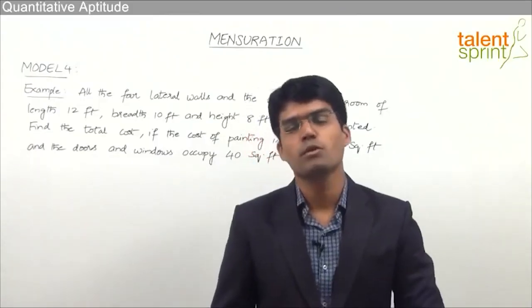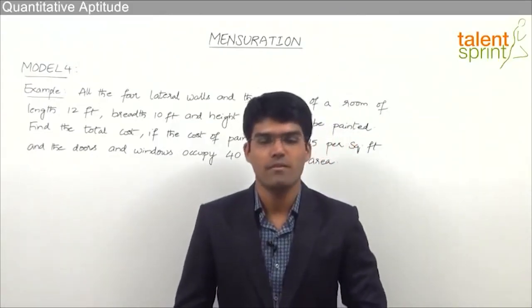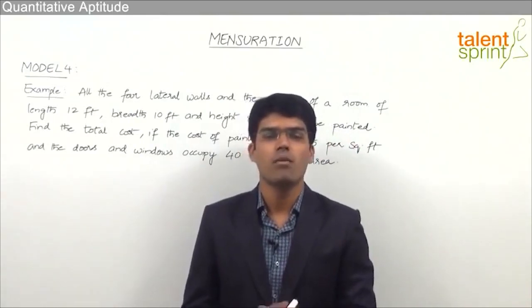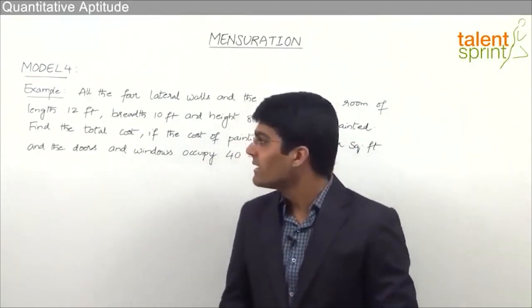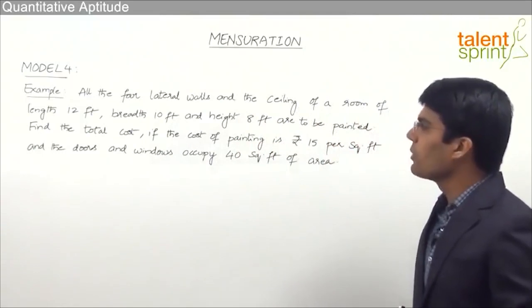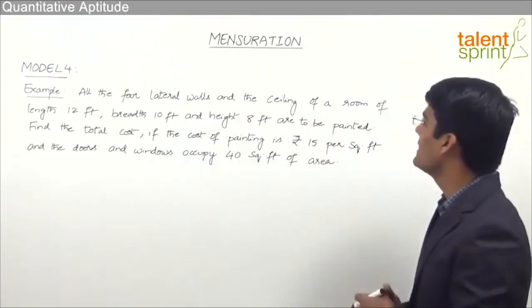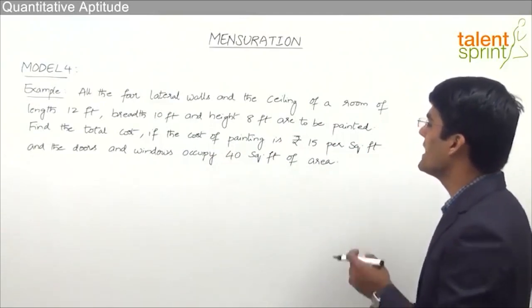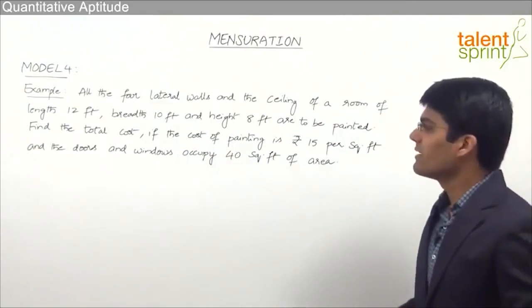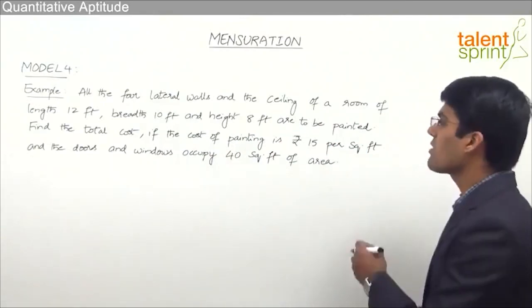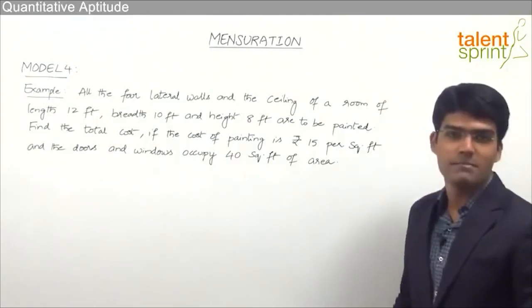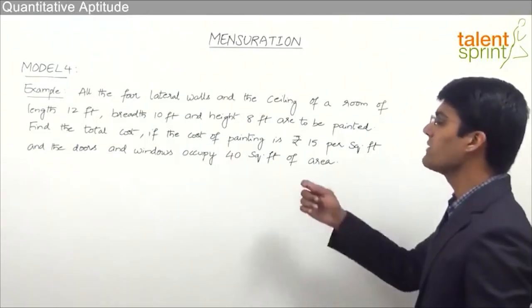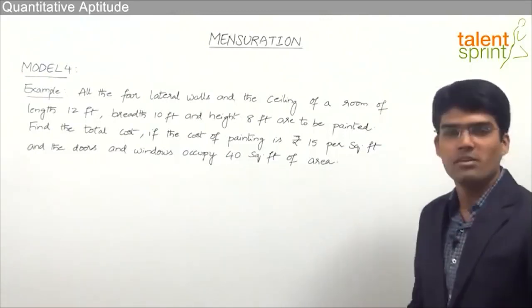Let us now take the fourth model from the topic of mensuration, which is based on painting the walls of a given room. The question says, all the 4 lateral walls and the ceiling of a room of length 12 feet, breadth 10 feet and height 8 feet are to be painted. Find the total cost if the cost of painting is rupees 15 per square feet and the doors and windows occupy 40 square feet of area.